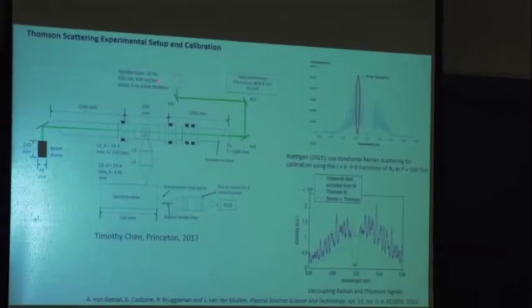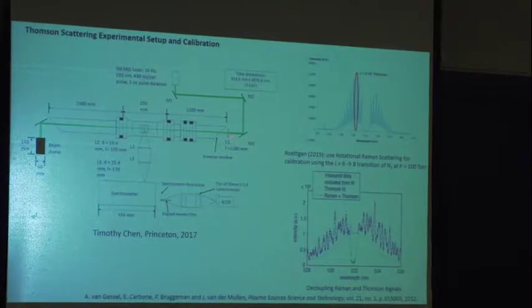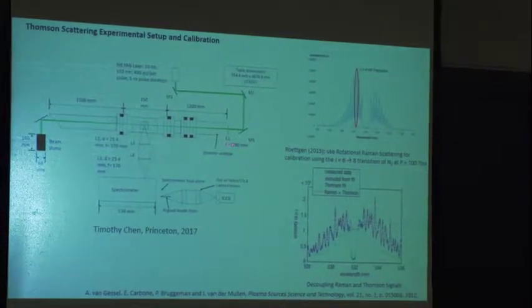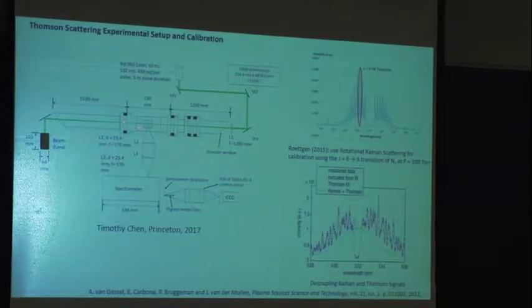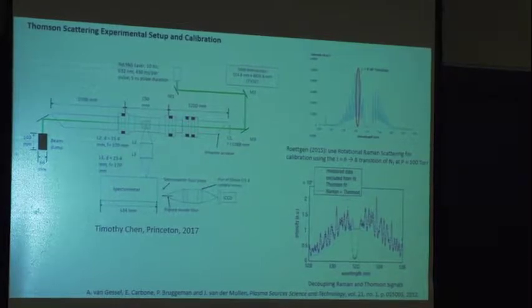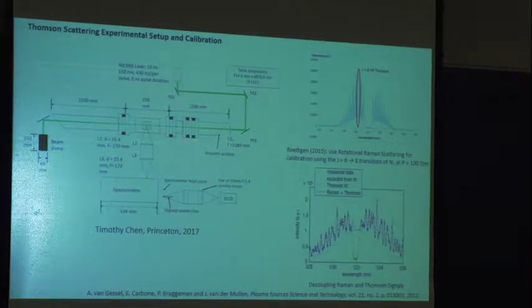So you have a YAG laser at 10 Hertz, and then you go to a mirror reflector. Here is a long focal length lens, probably about a meter, to focus the laser beam into the plasma area. And then here you have some kind of structure to block the scattering and signal reflection on the wall, because the Rayleigh scattering or the Thomson scattering signal is really weak.